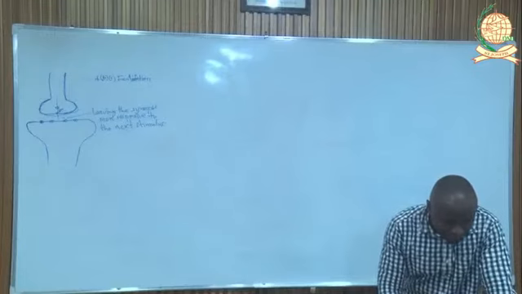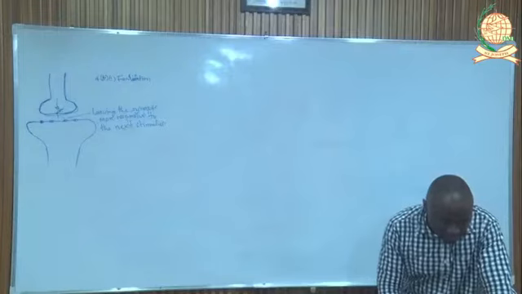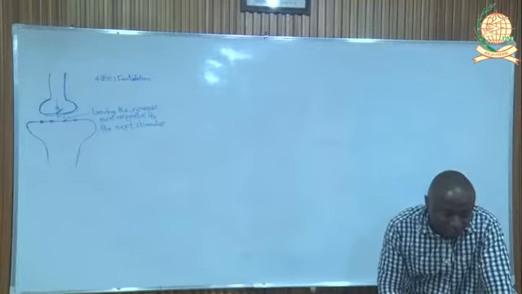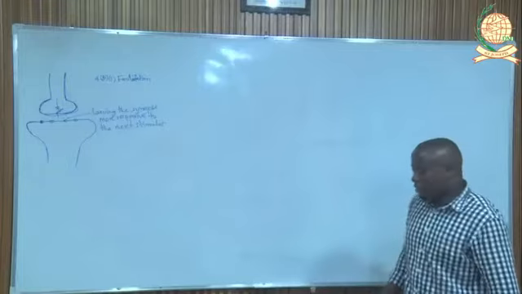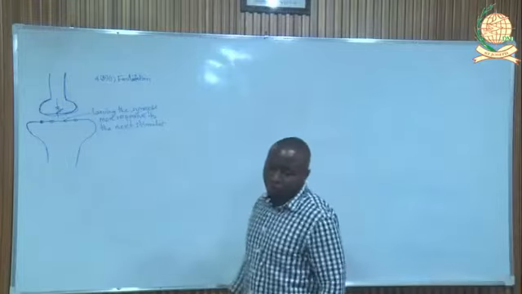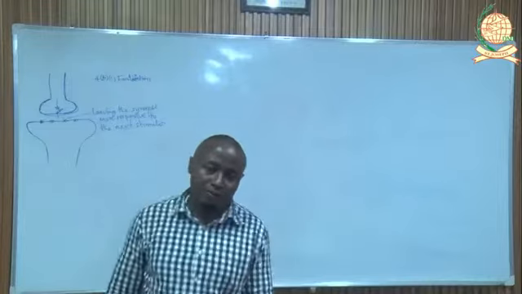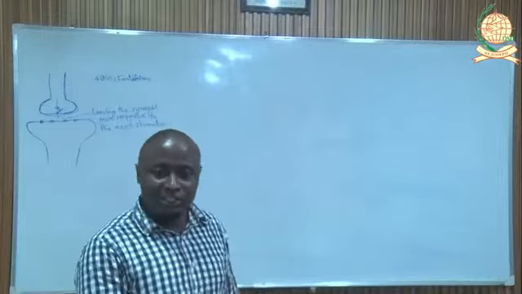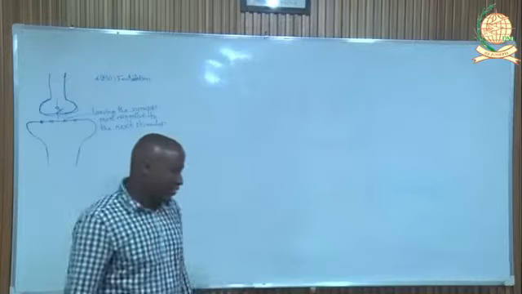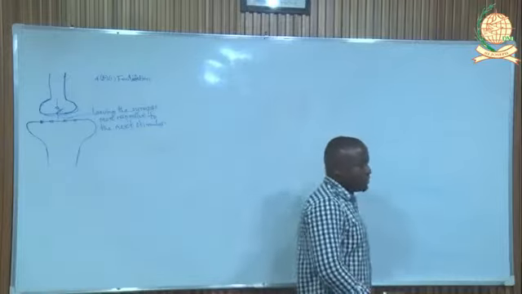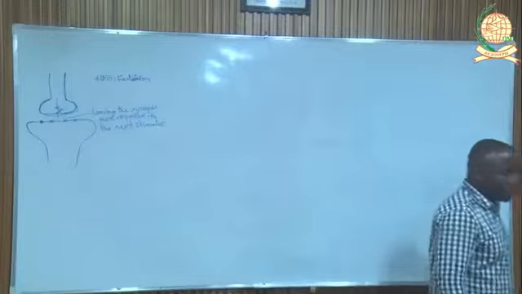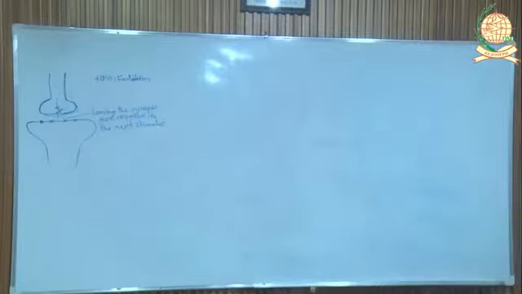The last part of this question is part C, and this part is about the differences between rods and cones. Rods and cones are the photosensitive pigments found in the retina of the eye. The rods and cones have many differences, and some of their differences are anatomical.